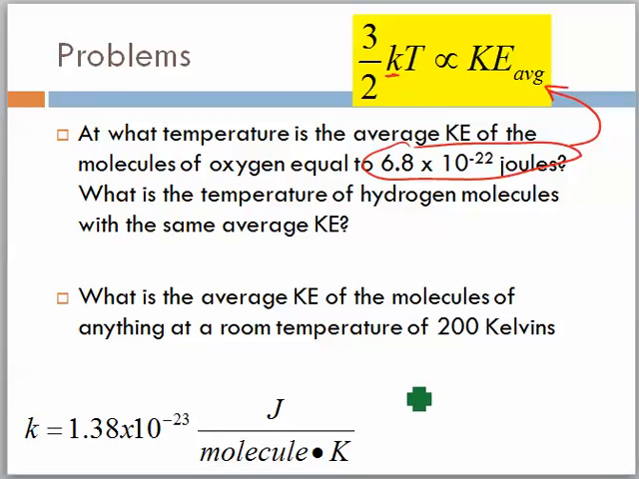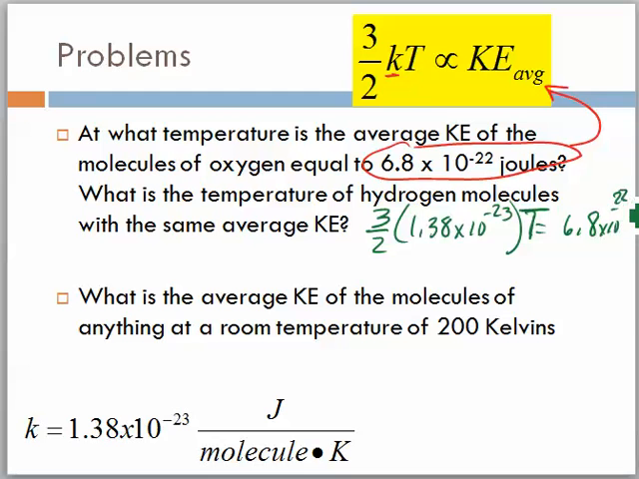So let's take a look at this. 3 halves, which is 1.5, but we'll put it right in here as they say. 3 halves times the Boltzmann constant, which is 1.38 times 10 to the negative 23rd, times the temperature is going to give us the energy, which is 6.8 times 10 to the negative 22nd. And when you go about finding this out, you're going to get the temperature is equal to 32.9 Kelvin. So not a lot of energy there, not a very warm temperature.